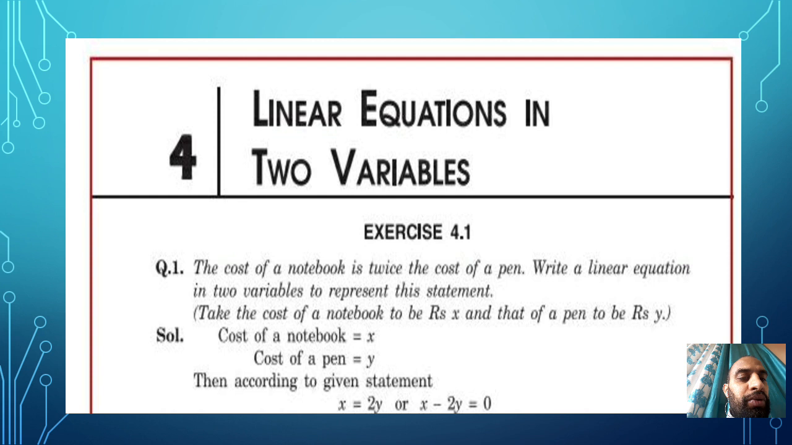As I told you, we need to bring everything to the left hand side, so it becomes x minus 2y equals 0. In this linear equation chapter, we always bring all the variables and constants to one side and write it equal to 0. If we write an equation like x minus 2y plus 3 equals 0, this is the standard form of a linear equation in two variables. I hope, my dear students, you are able to understand this first question. Thank you so much.